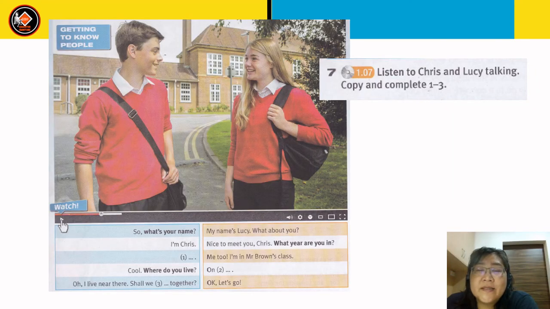Now let's look at the next lesson. You are going to listen to Chris and Lucy talking. So copy and complete 1, 2, 3. So you can see the picture here, getting to know people. And then you have the table. So the table, you have one in blue and another one in orange. So there are 3 missing words here. So you have to write the answers after you listen to the audio of Lucy and Chris talking.